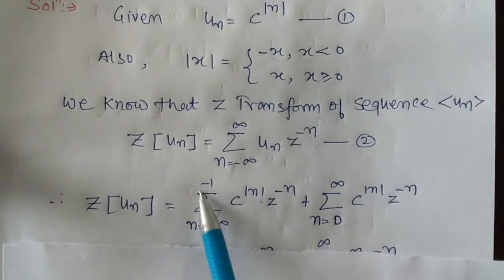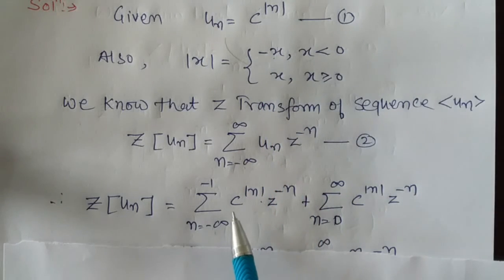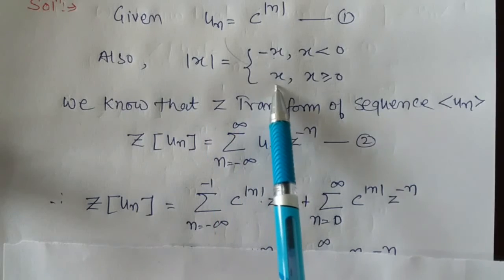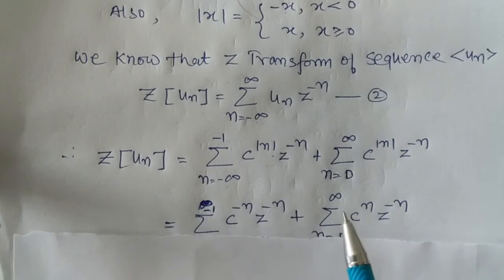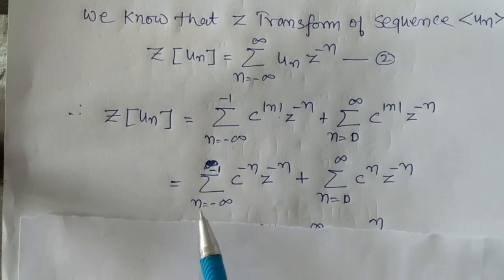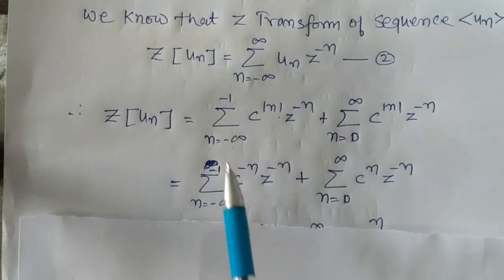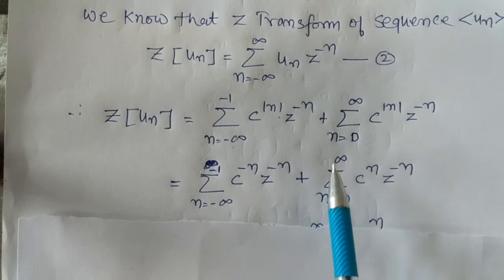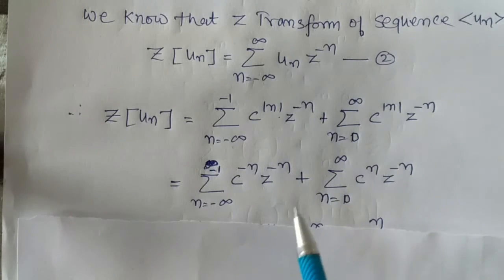Now for the negative range of n, the value of mod n is minus n, so here we have c power minus n, and for the positive range of n, the value of mod n is n, so here we have c power n into z power minus n. So we have summation n goes from minus infinity to minus 1, c power negative n for the negative range of n into z power minus n, plus summation n goes from 0 to infinity for the positive value of n, mod n is n, so c power n into z power minus n.